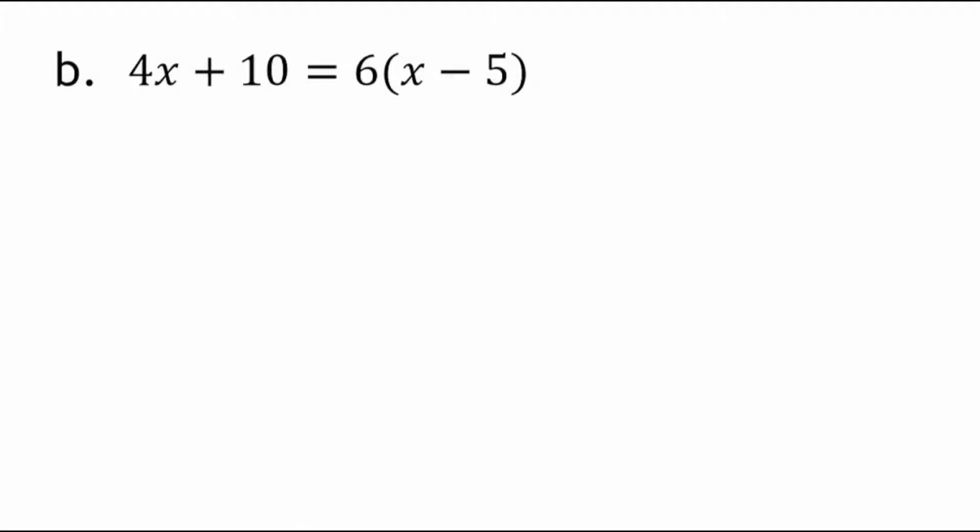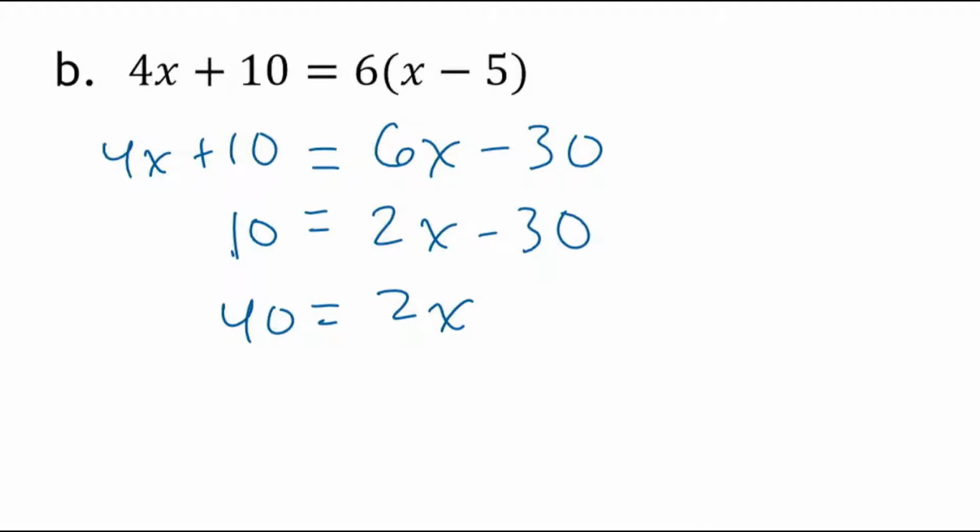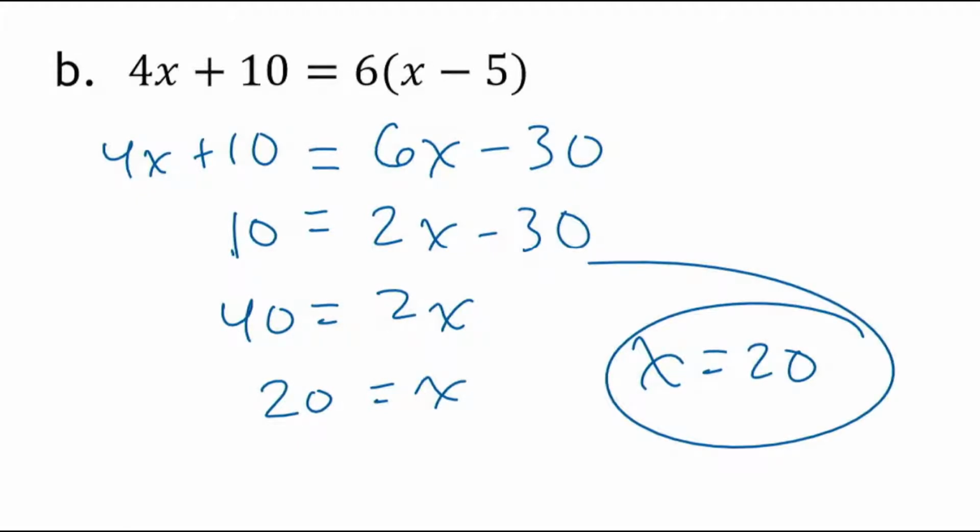Okay. Again, I'll rewrite the right-hand side using the simplest form of the distributive property. Nice. Here I've got 4x plus 10. I'm going to take away 4x from each side. So 10 is equal to 2x minus 30. What did I do? I took away 4x from each side. Now I'm going to add 30 to both sides, so I get that 40 is 2x. And finally, I'm going to divide by 2, and 20 is what x is. X is 20. Great.